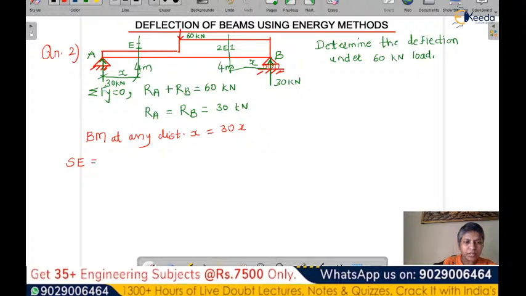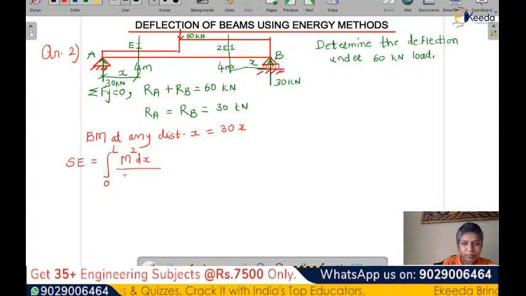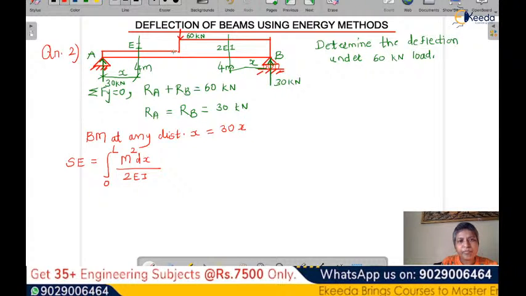It is 0 to L, M square dx by 2EI, right? Now here substitute, there are two spans. So one span is here, other span is here. Now what we will do, we'll consider one span from the calculation from this side and this side as well. Okay, so two spans are there. So let's start with the left side.